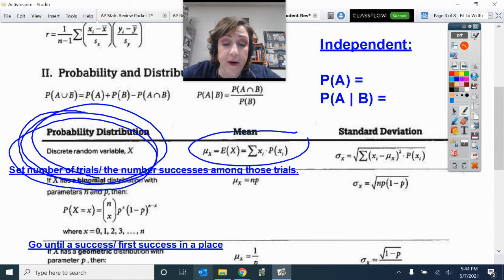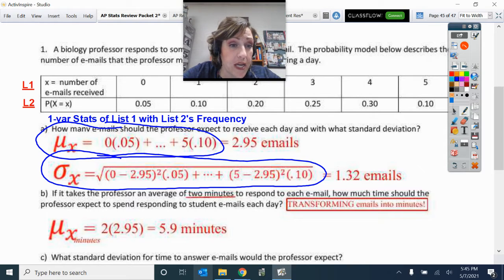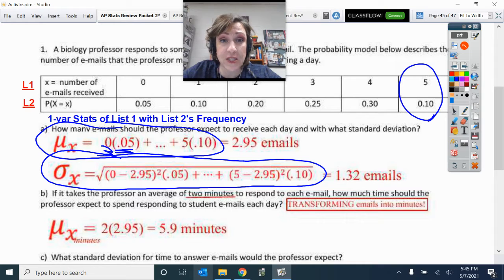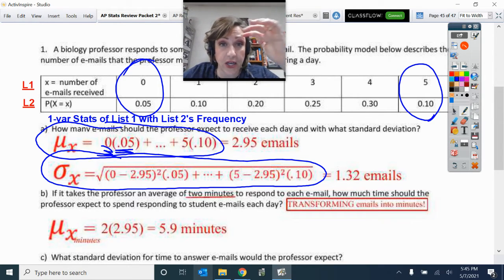So see, this looks really scary, but you were summing up the number of emails times the probability of those emails. And so then you did it for every one. So therefore, see, look, I showed 0 emails and there was 0.05, and then plus dot, dot, dot, plus the last in the sequence. This one here. So I'm always doing the first in the sequence plus dot, dot, dot to the last in the sequence because they were summing.